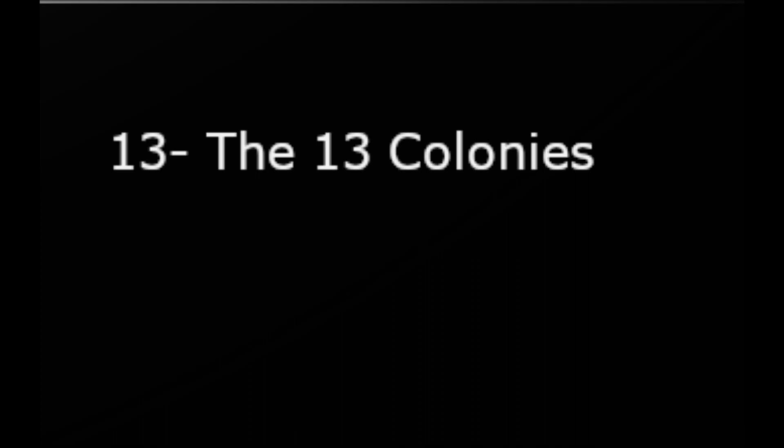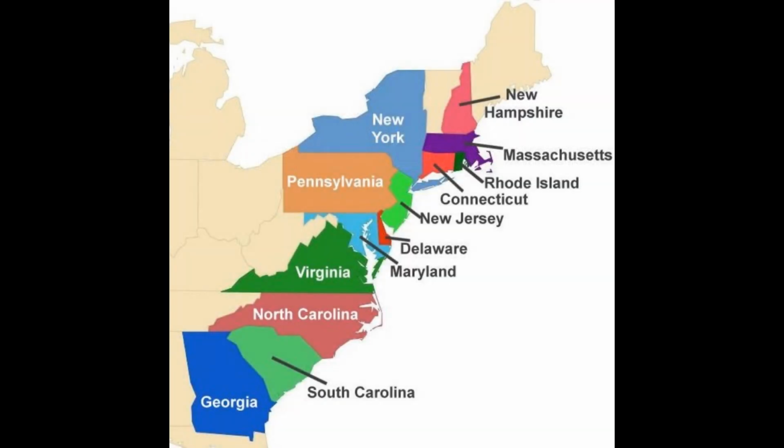The 13 colonies we shall know by heart because it is very important. There's nothing to understand about them. They are states that we know today, and they are very important to know as well. So we start with Massachusetts, we have New Hampshire, Rhode Island, Connecticut, New York, New Jersey, Pennsylvania, Delaware, Maryland, Virginia, North and South Carolina, these are two colonies, and we have Georgia. These colonies became states after the War of Independence.